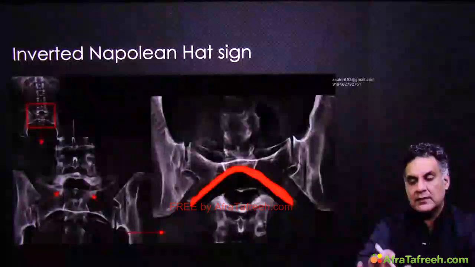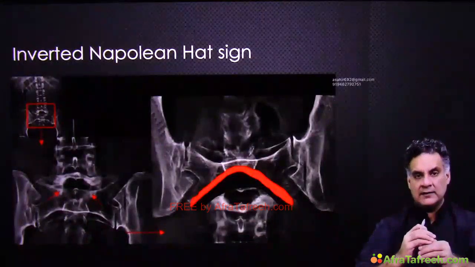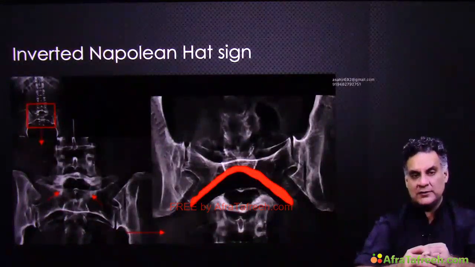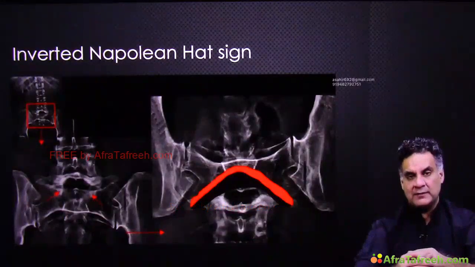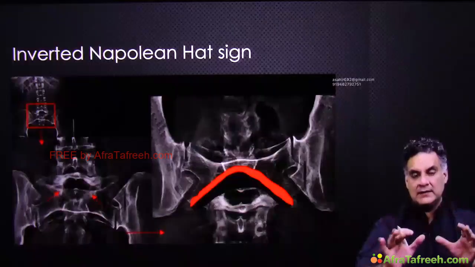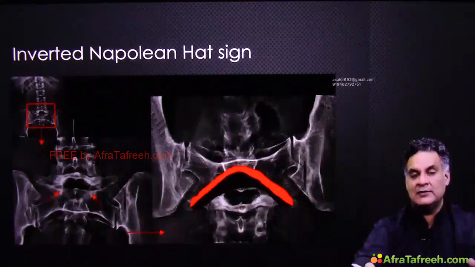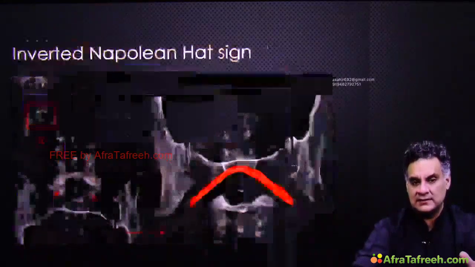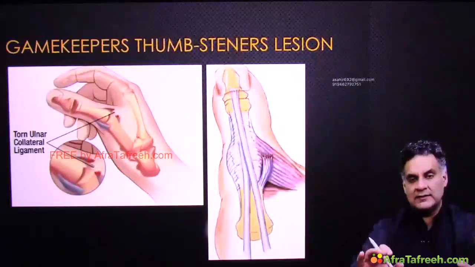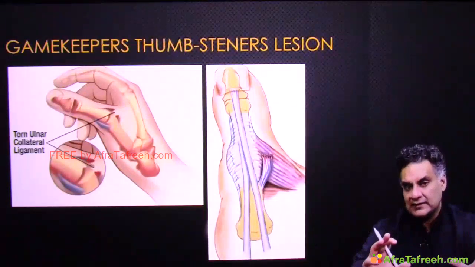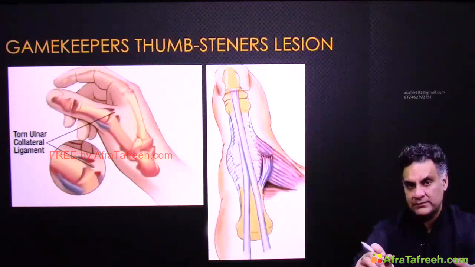Remember. And when one vertebra completely slips over the other, the overlapping vertebrae make an inverted Napoleon hat sign, seen in the end stage of spondylolisthesis. Let's look at some disorders which affect the soft tissues or the damage.